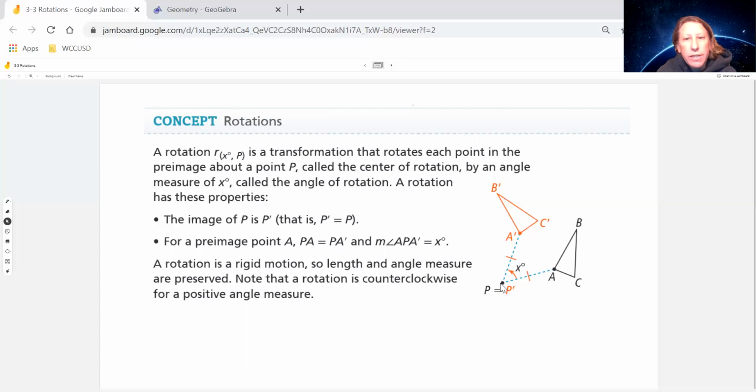If you are rotating around the center of rotation, that point is not going to move. Let's say we're taking this triangle ABC and I want to move it over there. It's like swinging it that many degrees that way. This says it's a rigid motion, so the length and angle measure are preserved. This triangle is exactly the same size and shape as this triangle after the rotation. Also, notice that this angle is measured in the counterclockwise direction.